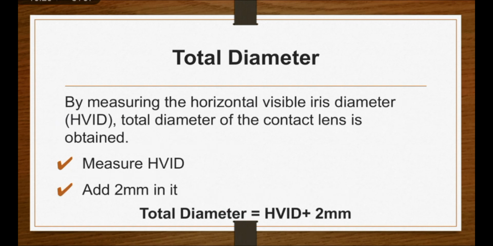For the total diameter of the contact lens, you have to measure the horizontal visible iris diameter and just add 2 millimeter to it. Why are we adding 2 millimeter? Because we have said that the total diameter is the widest distance from one edge to the other edge of the contact lens, and that soft contact lenses are larger in diameter than the cornea. The horizontal visible iris diameter is actually the diameter of the cornea as well. So by adding 2 millimeter we are making a contact lens that is bigger than the cornea.